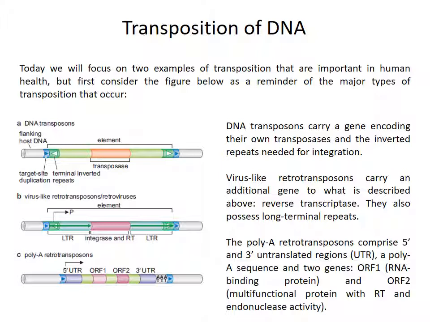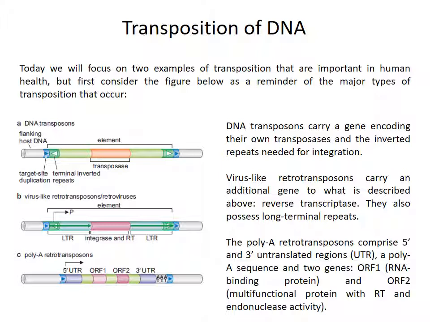Virus-like retrotransposons are slightly more complex and mimic retroviruses to a certain extent. With a retrovirus, when the virus infects a cell, it undergoes replication of its genome, which is not dissimilar to this element here, just a little bit more complex. But importantly, that retrovirus genome will eventually be packaged into a virus capsid, and the virus will be released from the cell, where it can go about the business of infecting other cells and propagating the virus.